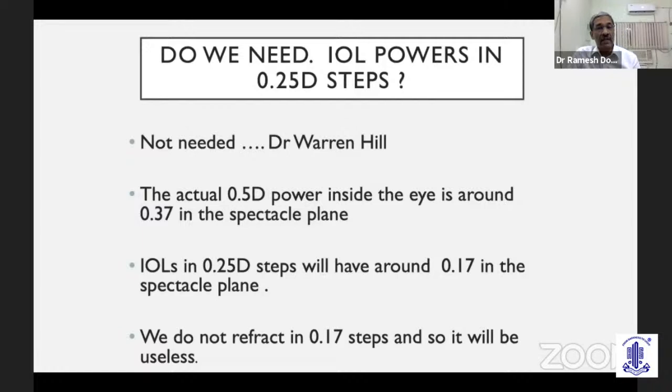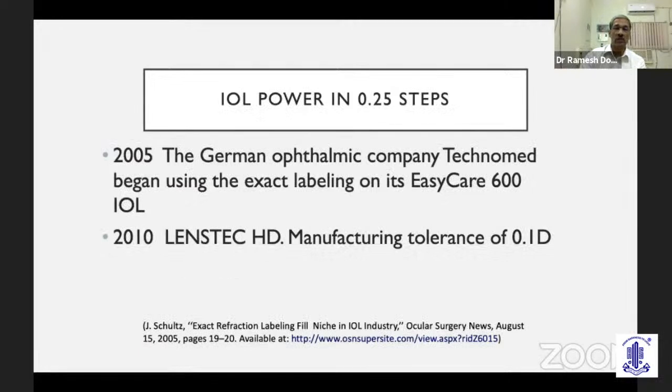Dr. Warren Hill strongly feels with the current technology it's not needed, because the actual power of a 0.5 diopter lens inside the eye, the effective power, is only 0.37 diopter in the spectacle plane. If you implant a lens with a 0.25 diopter step, the effective power in the spectacle plane will be 0.17 diopter, and we do not refract in 0.17 steps. So this will not be of much use to us.